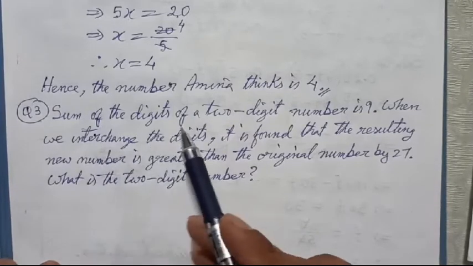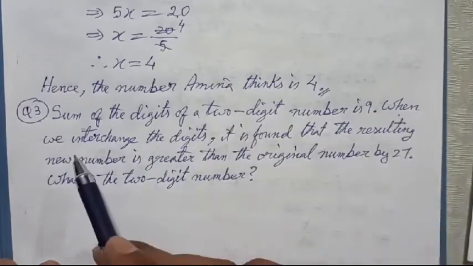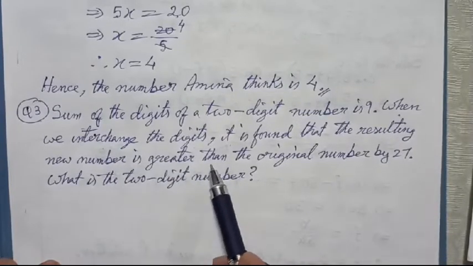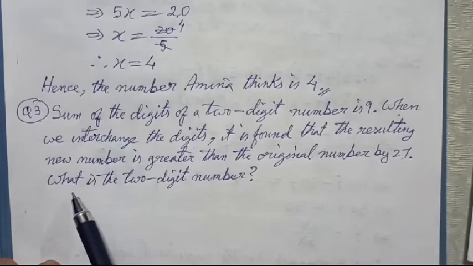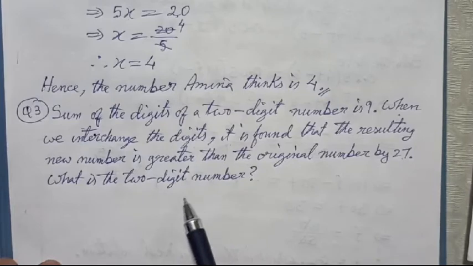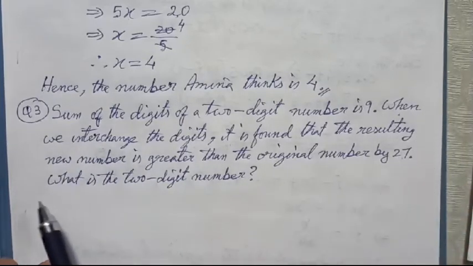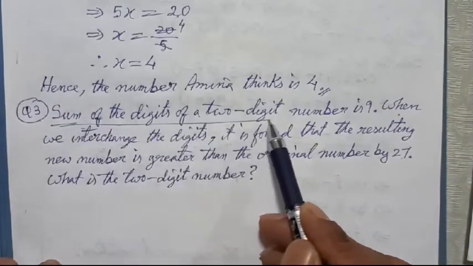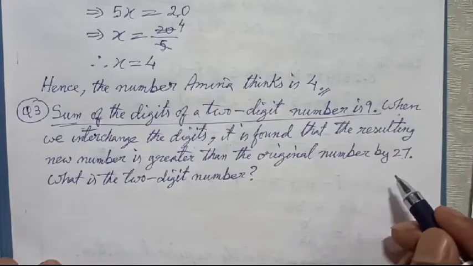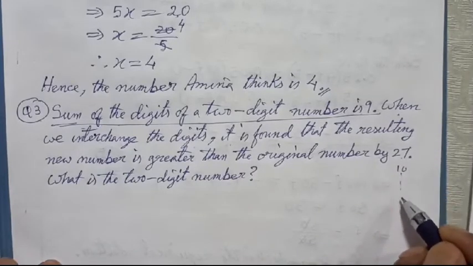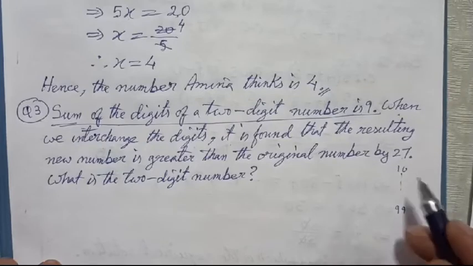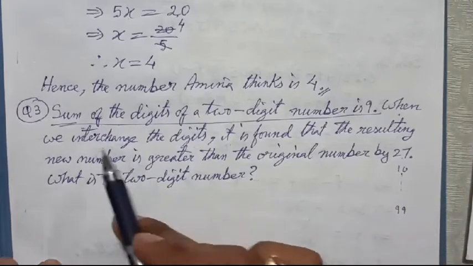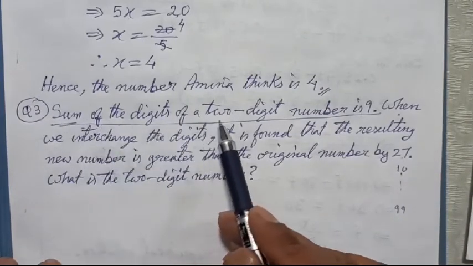Sum of the digits of a 2-digit number is 9. When we interchange the digits, it is found that the resulting new number is greater than the original number by 27. What is the 2-digit number? We need to understand the question well, so let us study once more. Sum means plus. Sum of the digits of a two-digit number is 9. Two-digit number means from 10 up to 99, all are two-digit numbers. 10, 11, 12, 13, 14, 15, and so on. These are two-digit numbers.